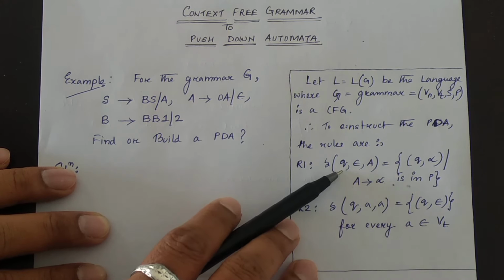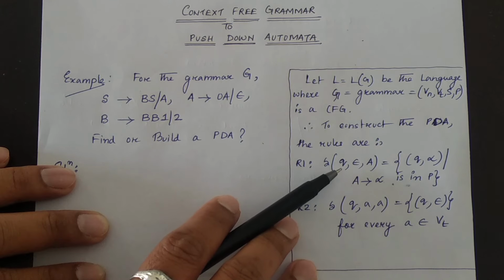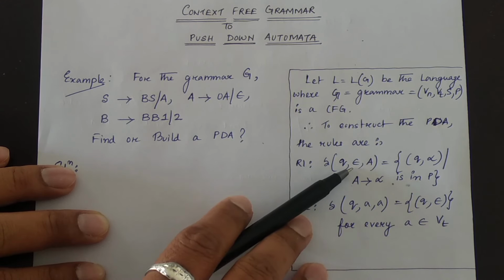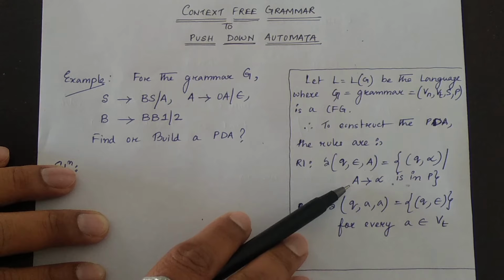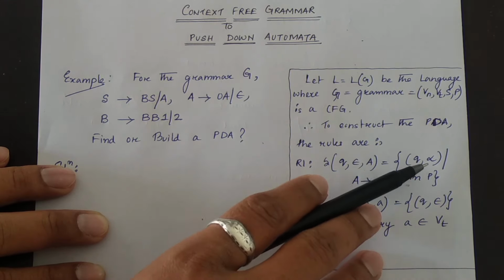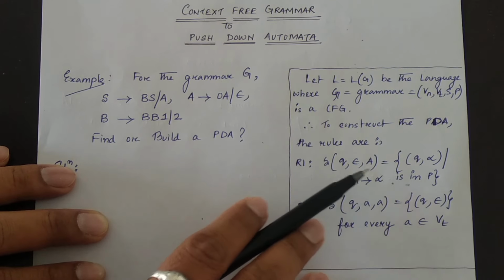That means delta, with Q as the state. In this particular example, I will take only one state. I won't be taking Q1, Q2, Q3. I will take only one state, Q. Then epsilon means nothing, empty. Then A, the non-terminal symbol, goes to Q, the same state, with alpha, whatever is on the right hand side of the production rule. Clear? So this is one rule.